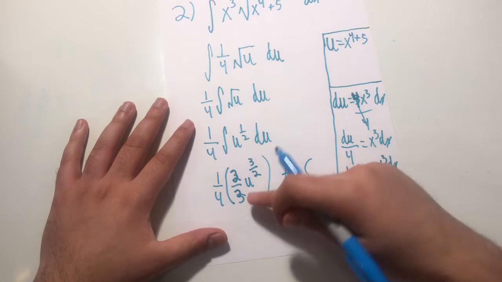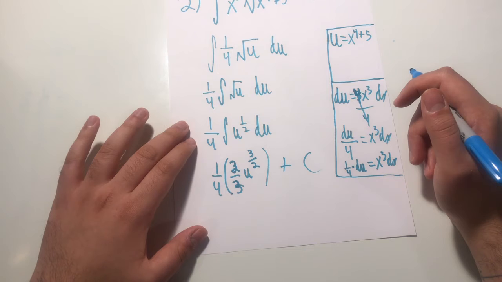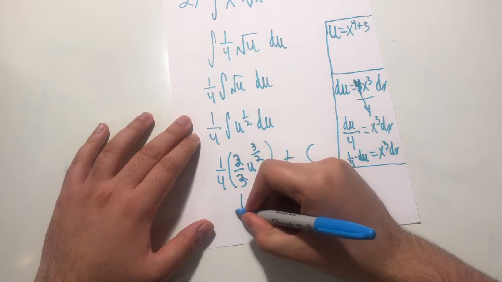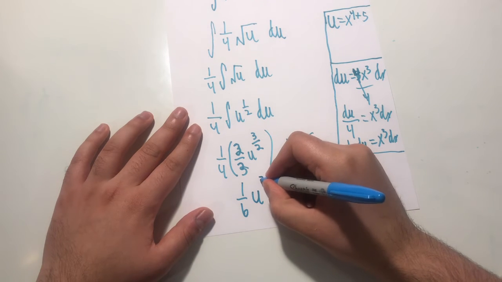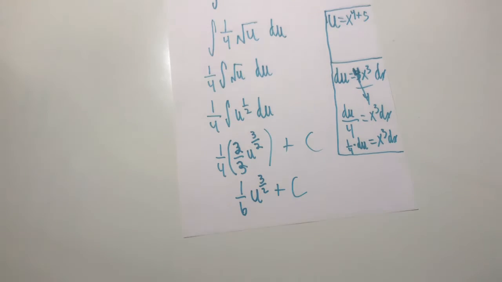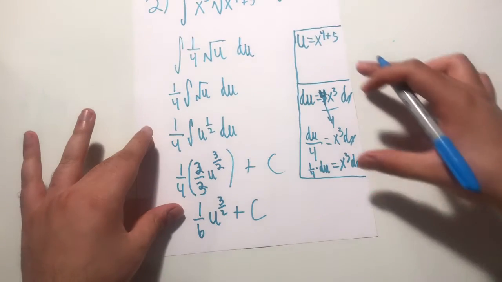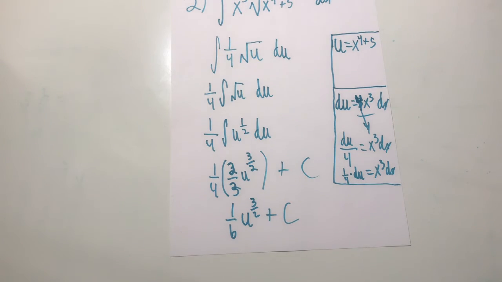And what we do next is we just multiply out our 1/4. And what we end up with is 1 over 6 times u raised to the 3 over 2 plus c. Okay? And that would be our final answer. So hopefully this is starting to seem a little easier. Again, it's really just doing these steps, and after that doing a very simple integration. Let's look at the next example.